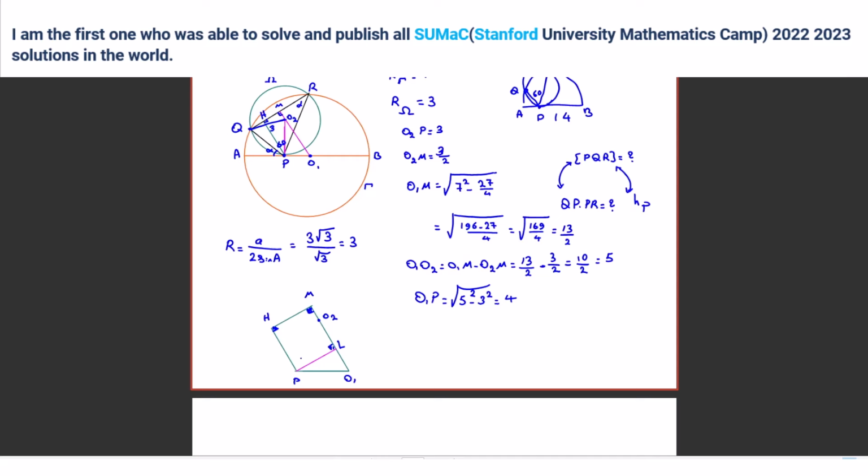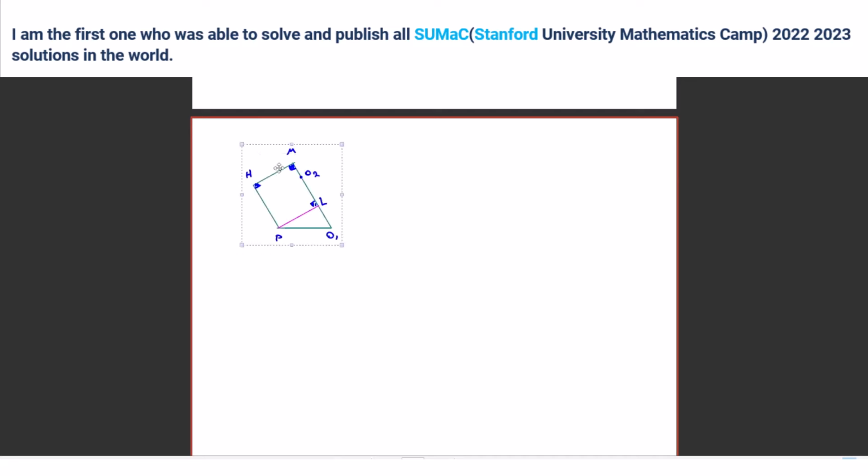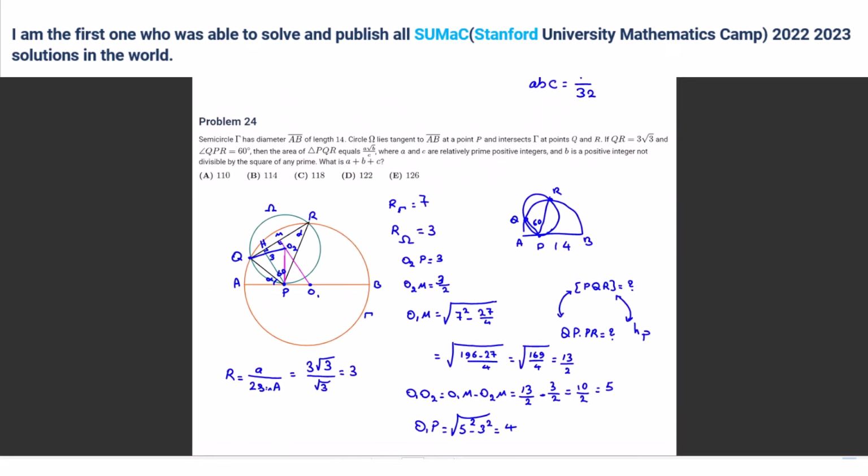Yes. This O2, let me show a better figure, because O2P is perpendicular to the horizontal lines. If I want to find O2, it would be something like this one, then this one, it would be something like this, M, H, and O1, right? Yeah. Okay, so we found all these lengths.